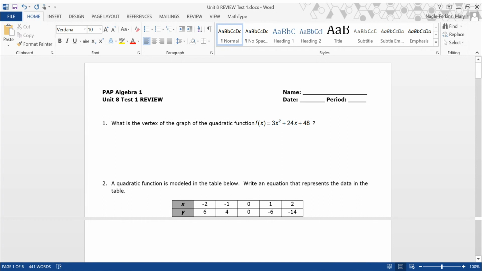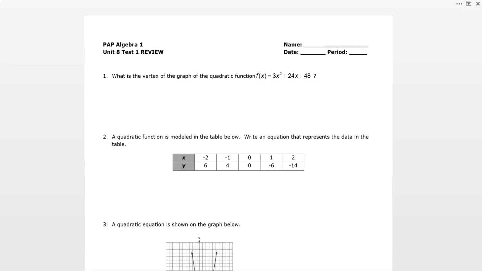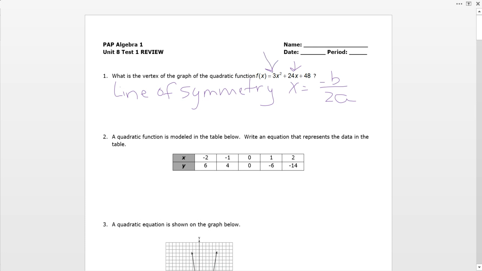Okay, so the vertex of the graph of the quadratic function. Everybody knows the formula to find the vertex. First of all, you're going to find the line of symmetry. And to find the line of symmetry, you're going to use x equals negative b divided by 2a. b is 24. a is 3.